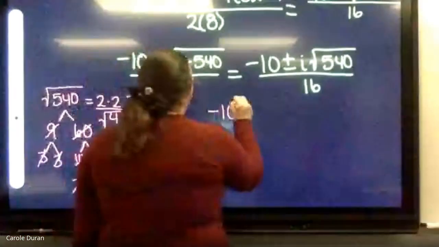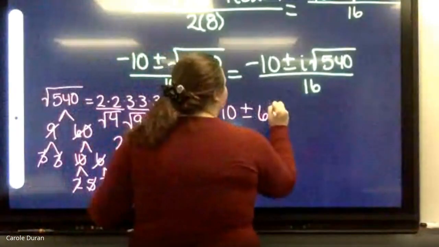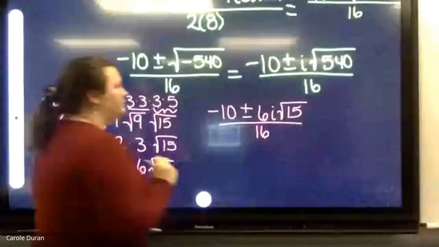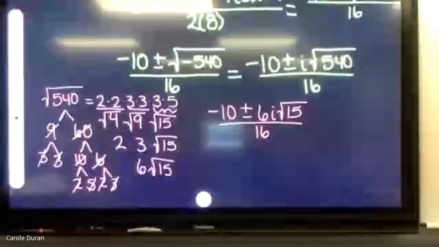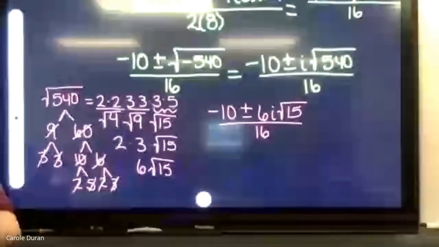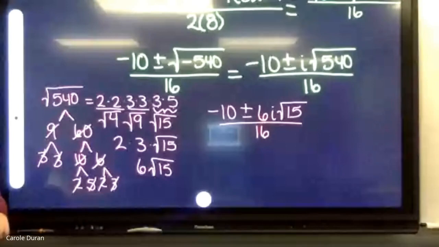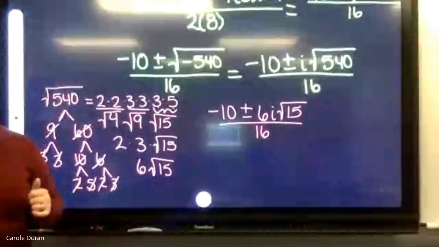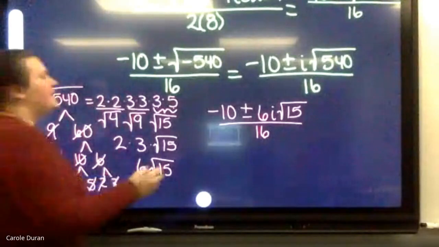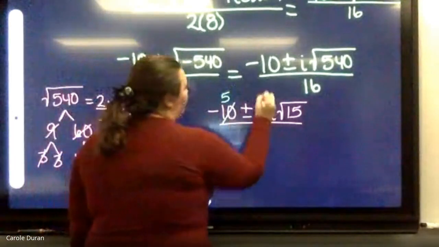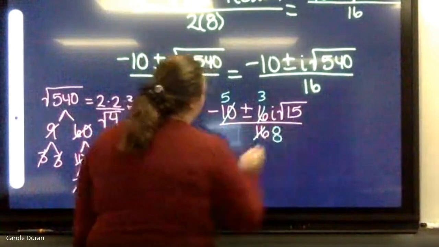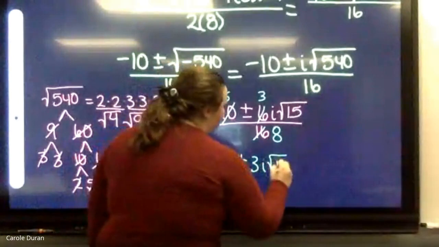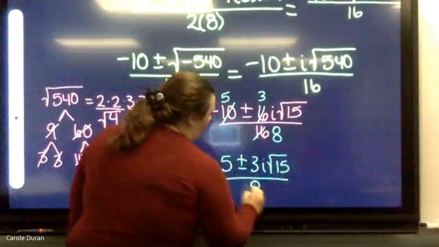So now I have negative 10 plus or minus 6i times the square root of 15 over 16. Remember, the i goes directly in front of the square root, so it goes after the whole number. And then I ask myself, what can I take out of 10, 6, and 16? 2. 10 divided by 2 is 5. 6 divided by 2 is 3. 16 divided by 2 is 8. So I'm left with negative 5 plus or minus 3i root 15 over 8. And that's my final answer.